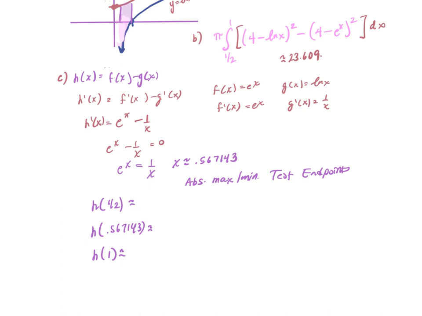So you can use your calculator again. So h of 1 half is 2.314, h of 1 is 2.718, and then h of 0.567 is 2.330. So make sure we answer the question. They want the absolute max and the absolute minimum, okay?